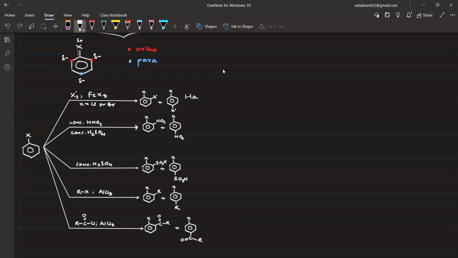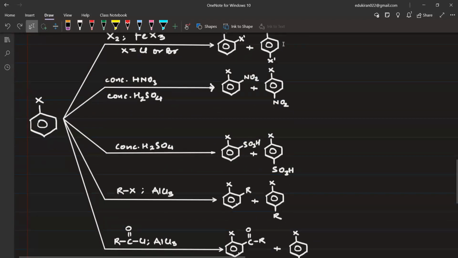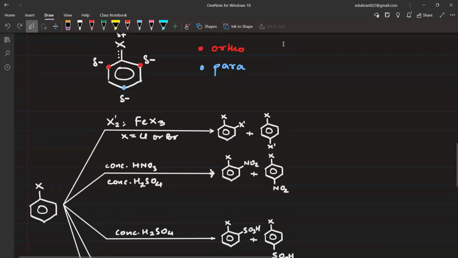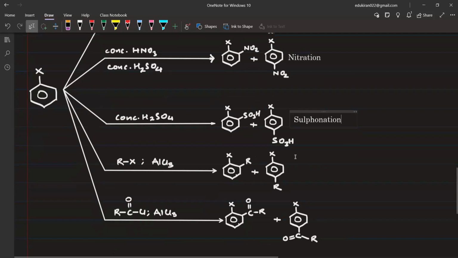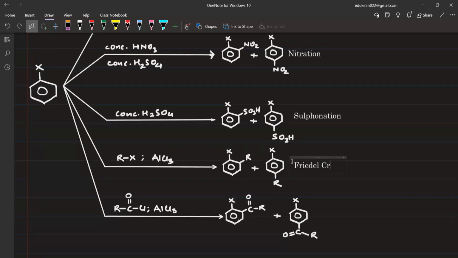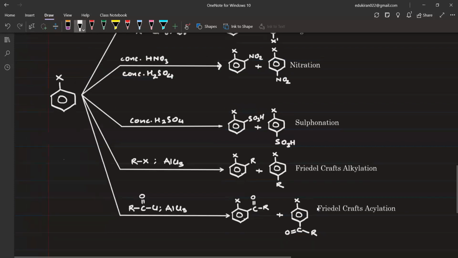So first of all, the first reaction is known as halogenation. This is nitration. This is sulfonation. This is Friedel-Crafts alkylation. And this is Friedel-Crafts acylation. You please draw this down.